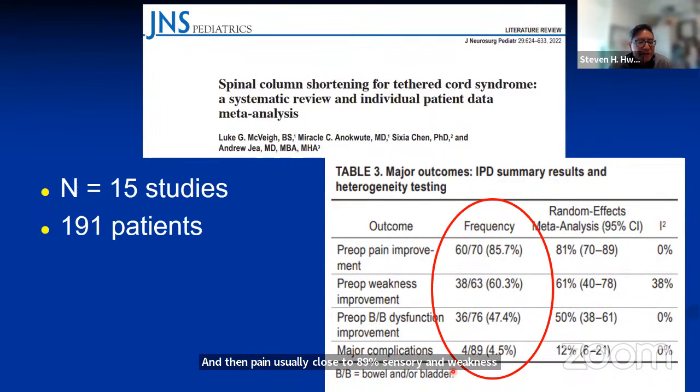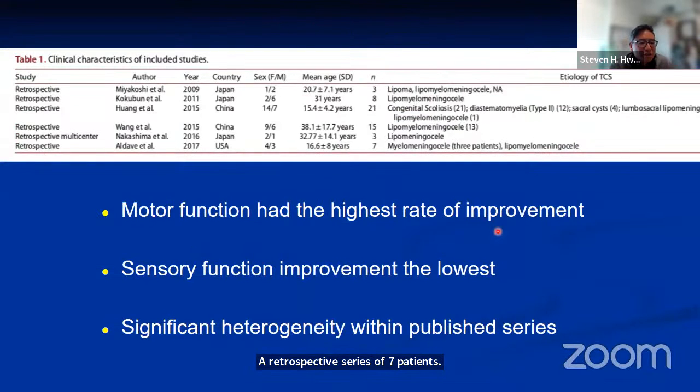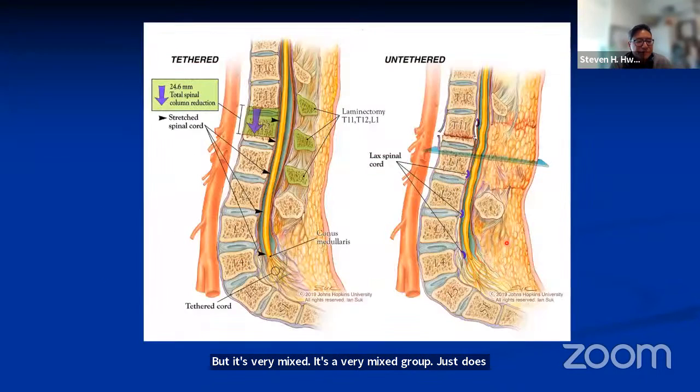And overall, they had a fairly low complication rate, 4.5%, which is fairly low given you're doing a 3-column osteotomy in the patient. And then there's another paper that looked at a retrospective series of 7 patients with similar findings. Basically, in some of the earlier series, motor function had a good improvement, pain a little bit above that, sensory less, and bladder slightly least. But it's a very mixed group. We don't have as many patients who've had this done yet.